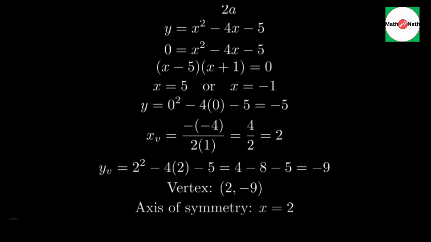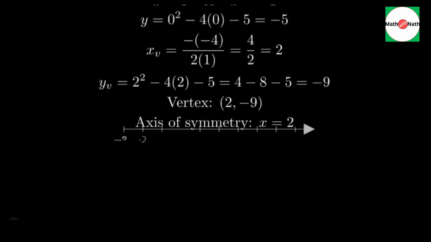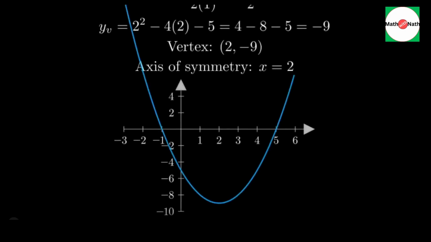Let's graph it to visualize all of these features. First, the axes, then the parabola. We'll mark the x-intercepts, the y-intercept, and the vertex, and draw the axis of symmetry.